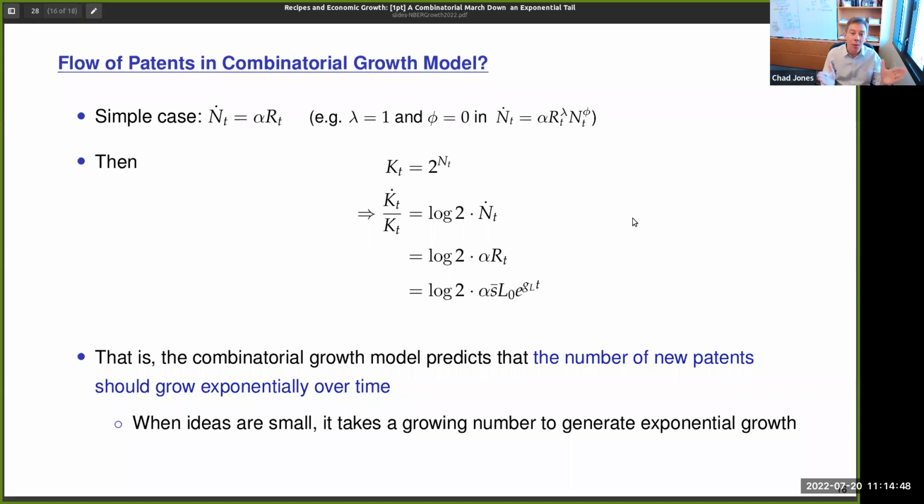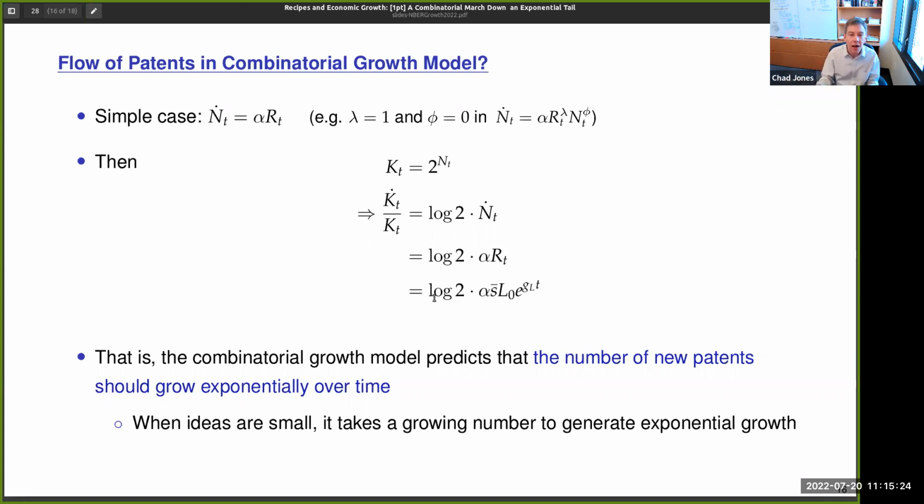Another way to say it, the number of new patents that exceed the previous frontier rises with the number of researchers, or the number of new patents per researcher would be constant. Now, if you make phi bigger or smaller than 0 up here, you can get that to rise or fall. But interestingly, the number of new patents should grow exponentially in the combinatorial model, and it should be constant in the Pareto model. And it's for an interesting reason. In the Pareto model, the distribution is so thick, the tail is so thick, that all you need is 10 ideas exceeding the frontier to get exponential growth in the max.